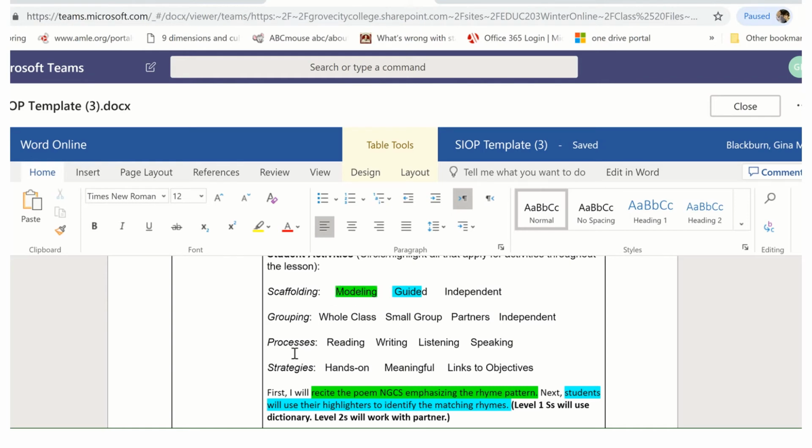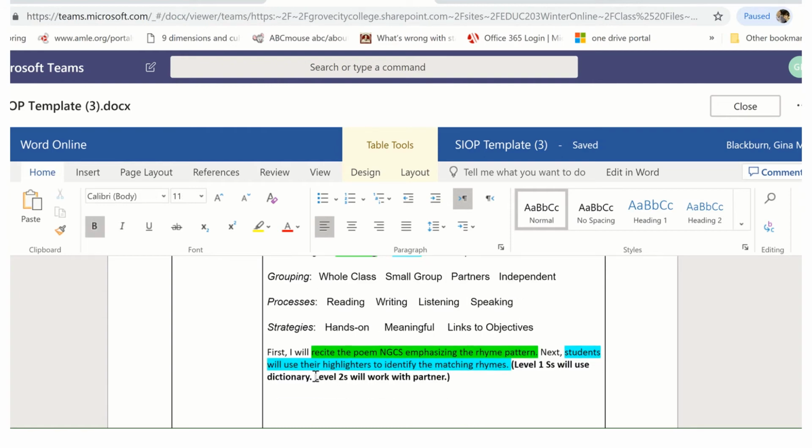So I chose green. And then down below, I say, okay, first I'm going to recite the poem, Nothing Gold Can Stay, emphasizing the rhyme pattern. Okay. Next, in guided, I'm going to have the students use their highlighters to identify the matching rhymes. And then I tell you in parentheses, level 1 students will use a dictionary to help them understand what I mean by rhyme. Level 2s will work with a partner. Okay. Perhaps I will go around and help the level 1s on my own.